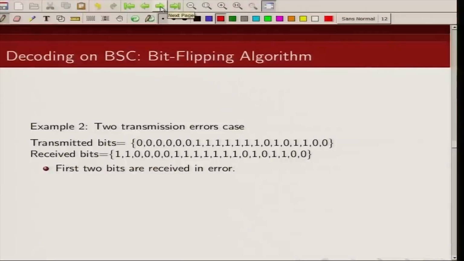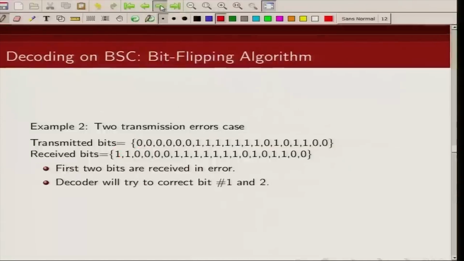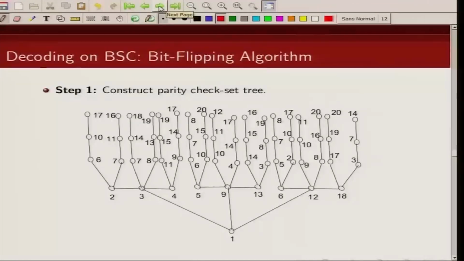Okay. Now let us look at the case when there are two errors. The same transmitted code word we have considered. In this case we have two errors, in bit location 1 and bit location 2. Now let us see how our LDPC decoder will be able to decode this. Again we follow the same procedure, we draw the parity check set tree with each node at its root.